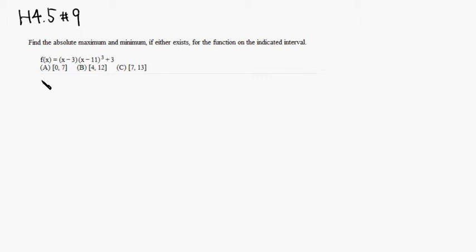So we have f prime of x equal to... since we have two things multiplied together, we're going to have to use the product rule. The derivative of the first guy is 1 times the second guy, x minus 11 cubed, plus the first guy, x minus 3, and the derivative of the second, which is 3 times the quantity x minus 11, subtract 1 from the power and then multiply by the derivative inside, which is going to be 1.